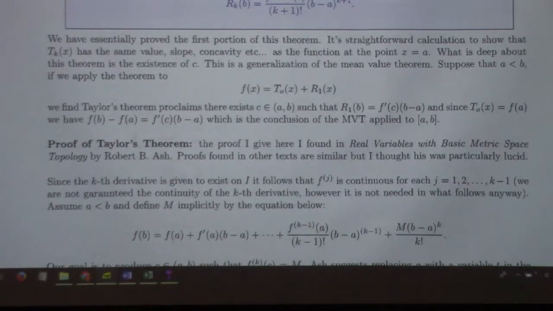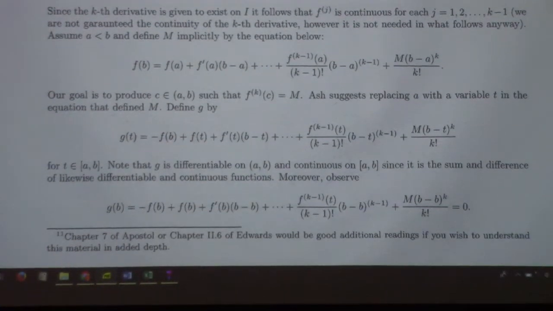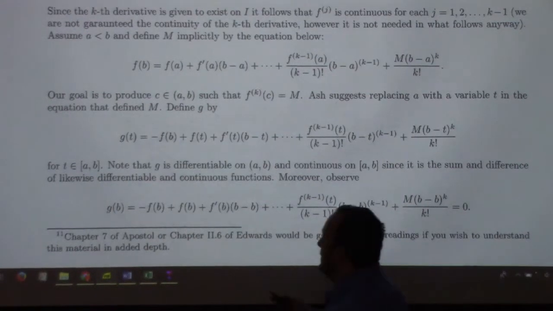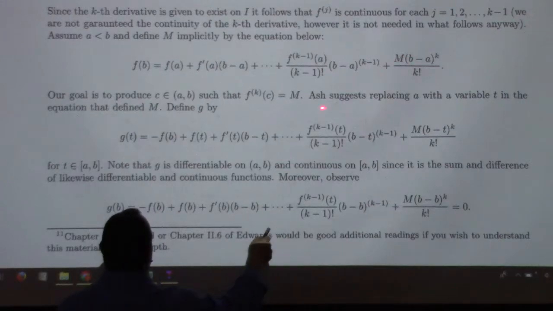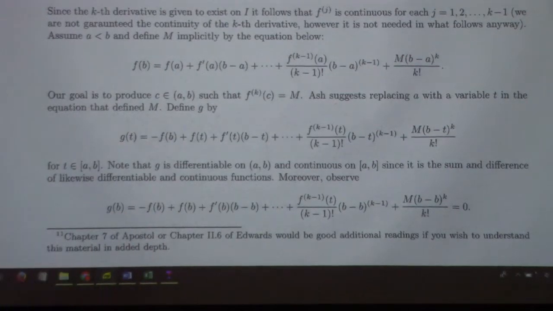As I mentioned here, I found this in Real Variables with Basic Metric Space Topology by Robert B. Ash, which is a lovely little analysis book. It's available in Dover. It's not much. So I take this and I create G of T. This would be the analog of H of T in the mean value theorem proof.